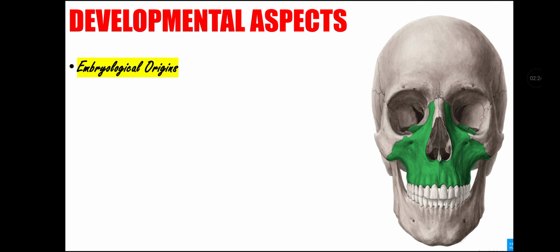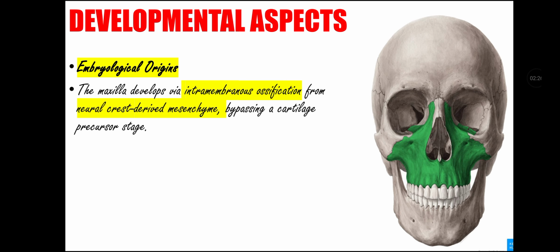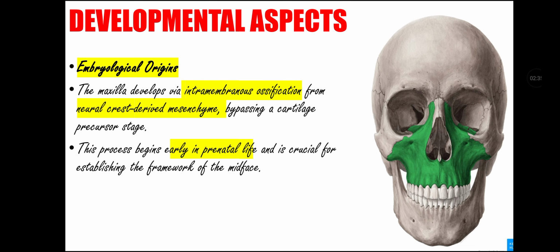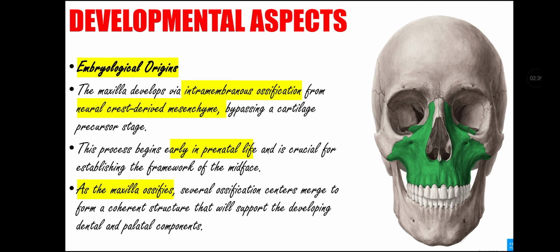Now let's talk about the developmental aspects of the maxilla. First, we will talk about its embryological origin. The maxilla develops through intramembranous ossification from neural crest derived mesenchyme, bypassing a cartilage precursor stage. This process begins early in prenatal life and is crucial for establishing the framework of the mid-face.